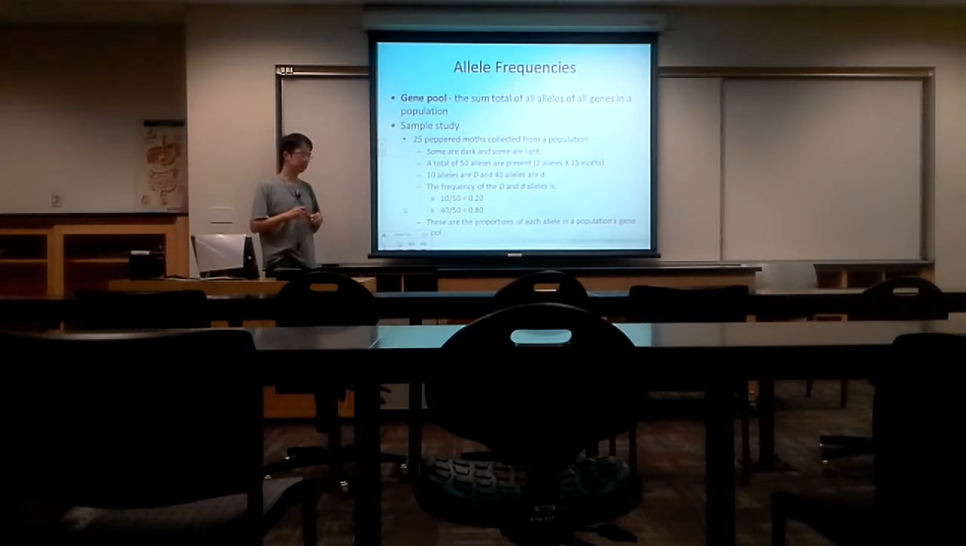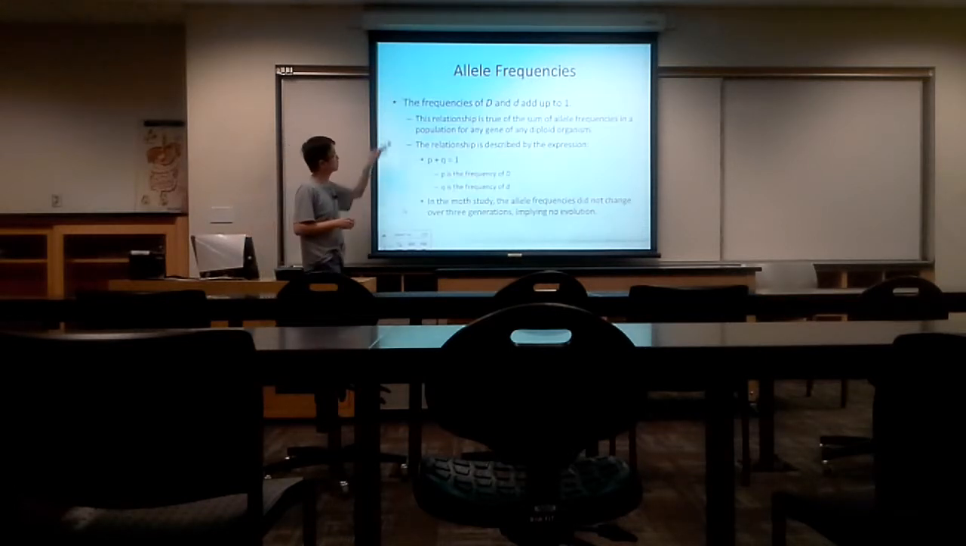So this 20%, 80% tells you the probability or the proportion of the allele in the population. And this one is important: the frequencies, when they add up, should always equal 1. So we can use this expression, p plus q equals 1. p represents the frequency of the big D. q represents the frequency of the small d. So the frequency of the dominant allele plus the frequency of the recessive allele should be equal to 1 all the time.